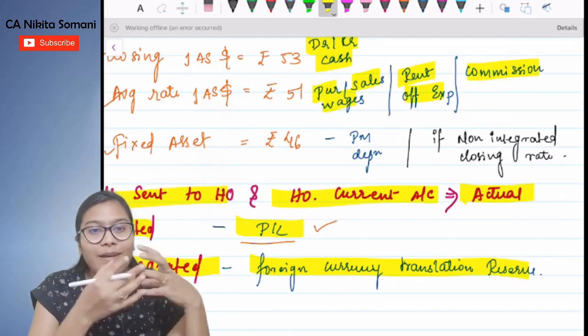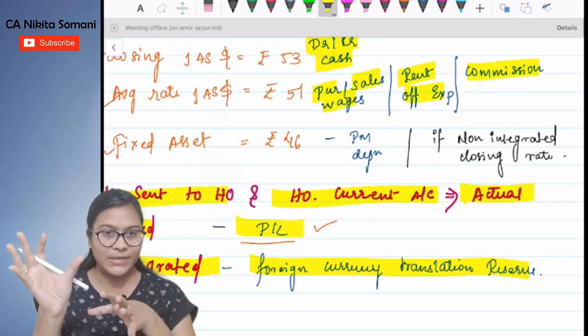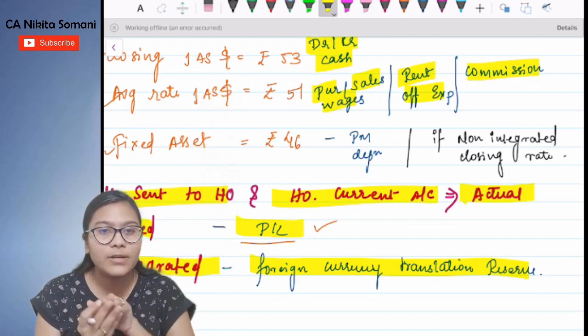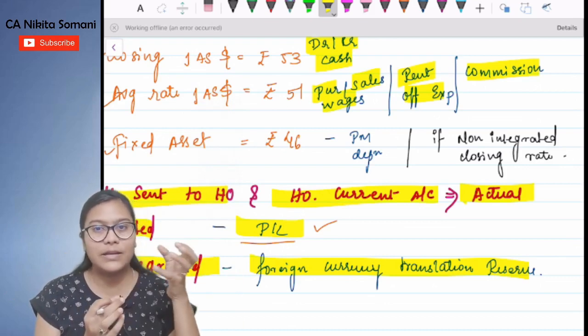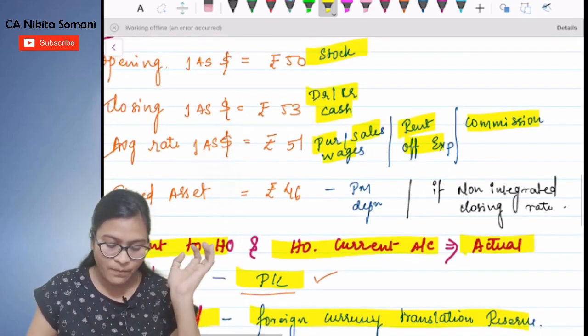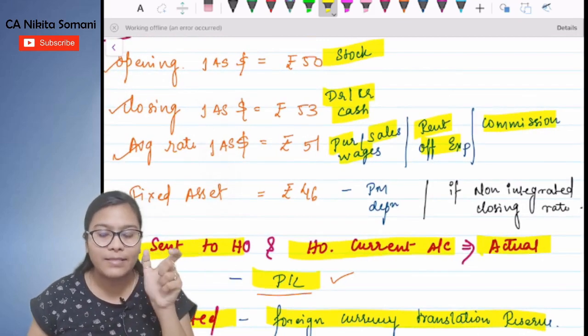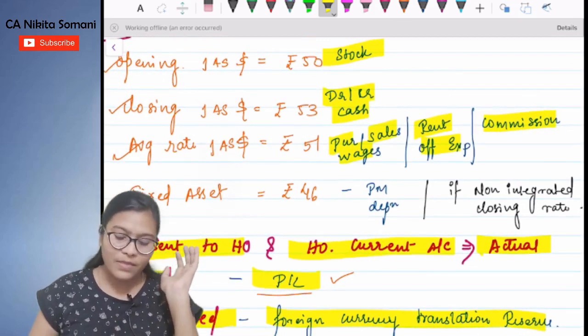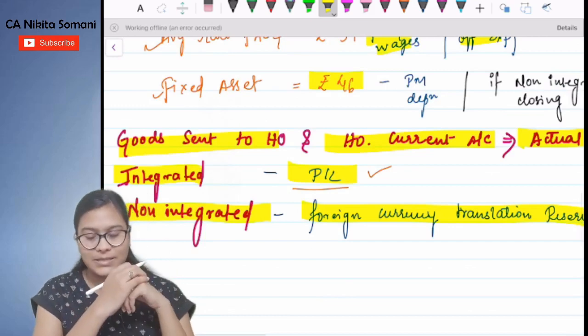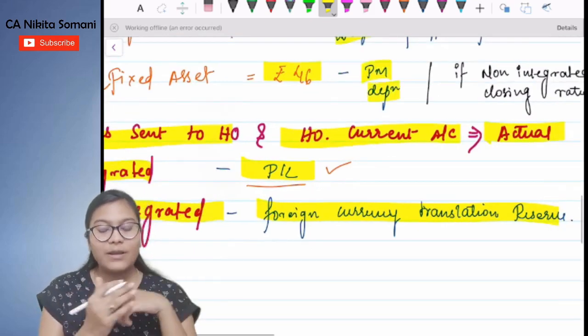What do we understand from this? The average rate is applied to all the expenses. The closing rate is applied to all the asset-related items, that is debtors, creditors, cash balance, etc. And the opening rate is applied to what? Opening stock. And then the fixed asset rate is how much? 46. That is applied to plant and machinery and depreciation.